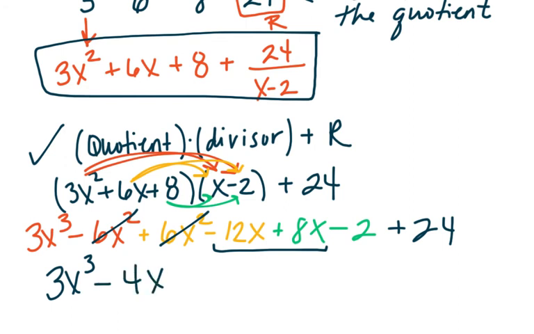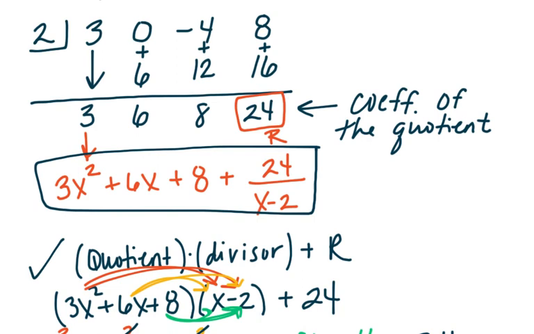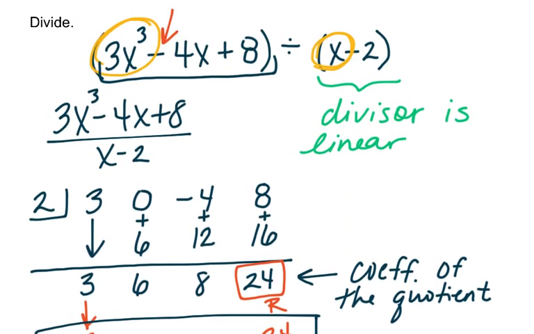Oops. Did you catch my mistake here? Sorry about that. Let me distribute again. 8 times negative 2 is a negative 16. Try that again. All right, and then once we add the negative 16 plus 24, we end up with a positive 8. And then you check this against what we started with. And sure enough, 3x cubed minus 4x plus 8 was our original dividend, so we did this correctly.